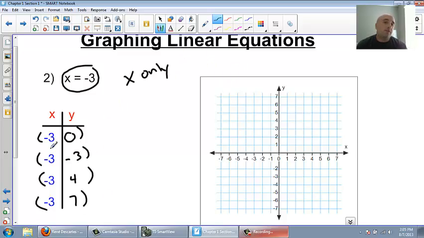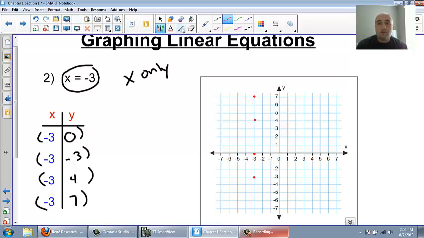All right, so let's plot some of these. We have negative 3, 0. So that's 3 to the left, and 0 up and down. Okay, there's our first one. Then we have negative 3, negative 3. That's 3 left and 3 down. Negative 3, 4 is 3 to the left and 4 up. And then we have negative 3, 7, which is 3 to the left and 7 up.